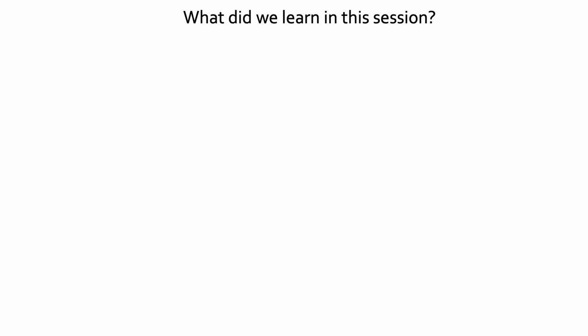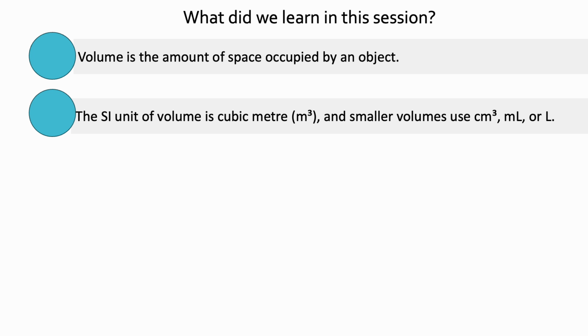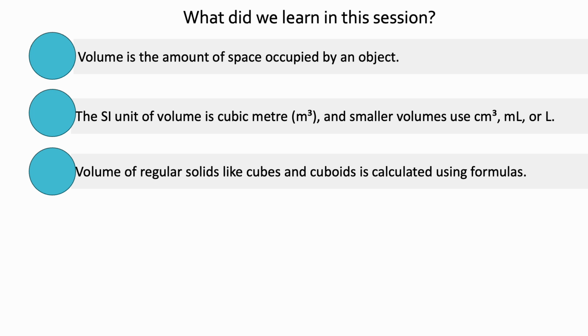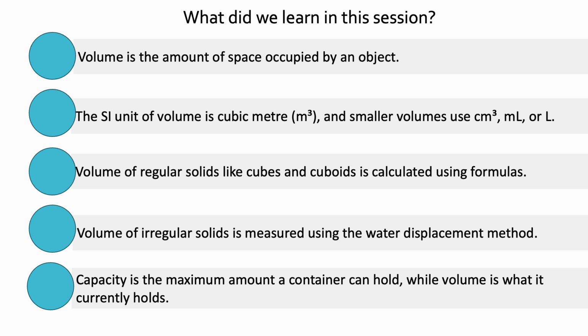So, what did we learn in this session? We learned that volume is the amount of space occupied by an object. The SI unit of volume is cubic meters, and smaller volumes use centimeter cube, milliliters, or even liters. Volume of regular solids like cubes and cuboids can be calculated using formula, whereas volume of irregular solids can be measured using water displacement method. Then capacity is the maximum amount a container can hold, while volume is what it currently holds.